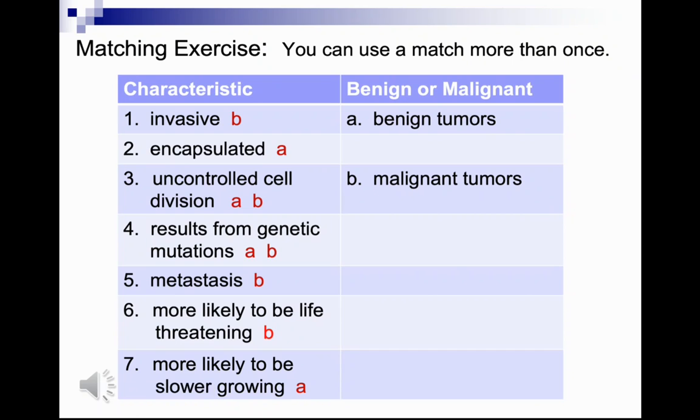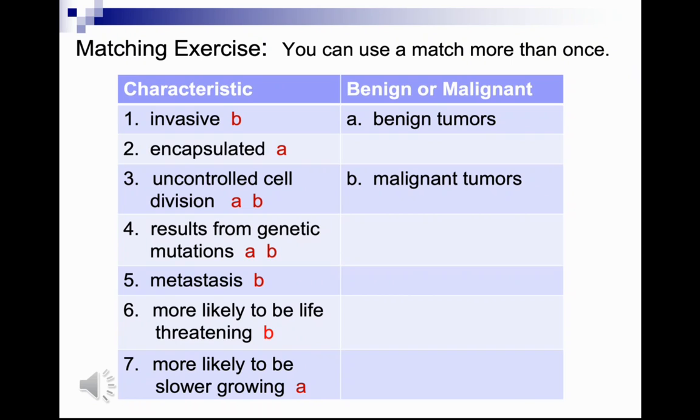Benign tumors are encapsulated. In other words, they stay within boundaries. Benign tumors do have uncontrolled cell division. That's how you get the tumor. And a DNA genetic mutation is required in order to have the uncontrolled cell division. Benign tumors are more likely to be slower growing.